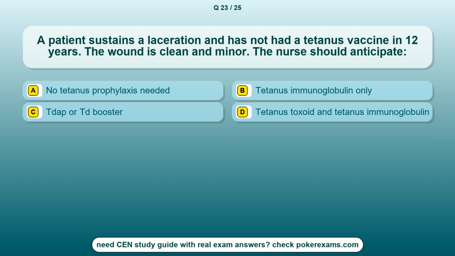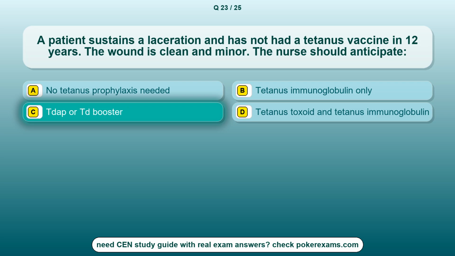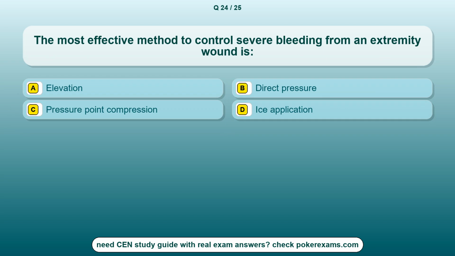Question 23. A patient sustains a laceration and has not had a tetanus vaccine in 12 years. The wound is clean and minor. The nurse should anticipate: Option A, no tetanus prophylaxis needed. Option B, tetanus immunoglobulin only. Option C, Tdap or Td booster. Option D, tetanus toxoid and tetanus immunoglobulin. The correct answer is option C, Tdap or Td booster.